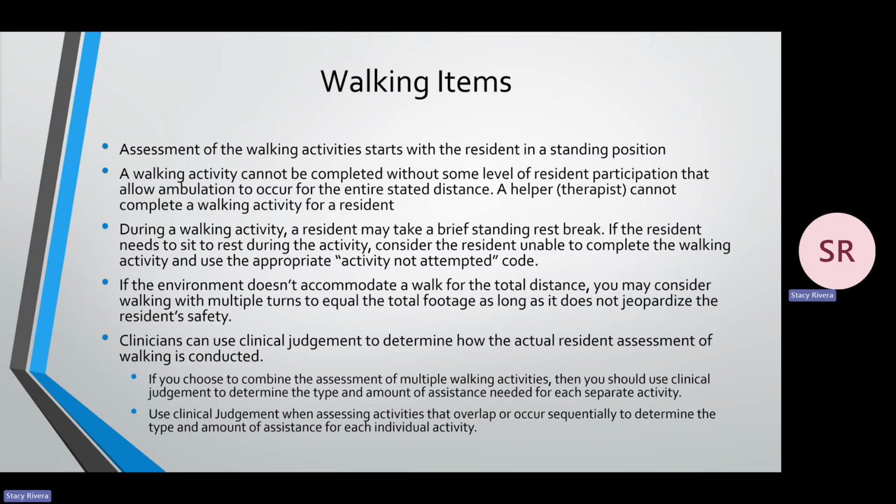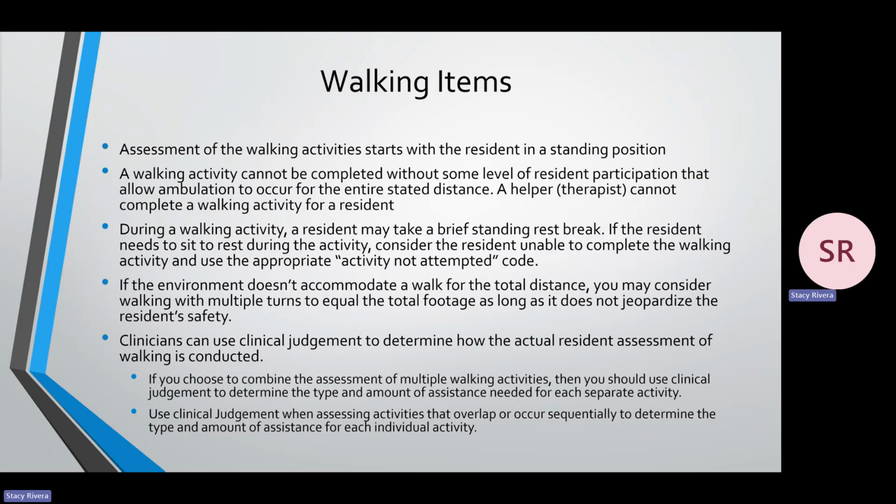A walking activity cannot be completed without some level of resident participation that allows ambulation to occur for the entire stated distance. A helper cannot complete a walking activity for a resident. This seems like odd wording, but it's just saying you can't have someone upright and be completing the whole movement for them with them not participating at all, even if it's two people. That would be that the activity wasn't completed, versus dependent if it was two people and the resident was participating.